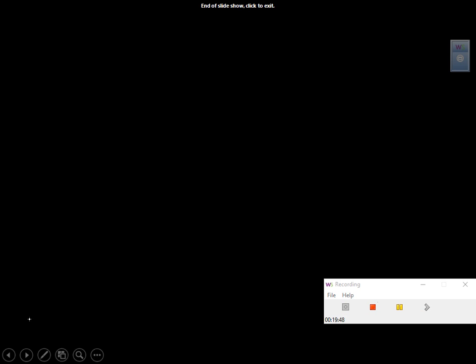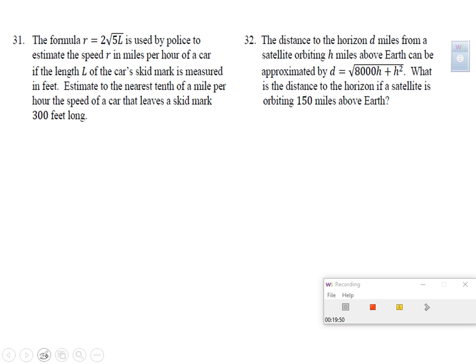Look at your number 31 as I get my ink back. It says the formula R equal the square root of 5L is used by police to estimate the speed R in miles per hour of a car if the length of the car's skid mark is measured in feet. If you've ever come upon an accident and you saw a policeman measuring the skid marks, that's what they're doing. They're figuring out how fast the cars were going.